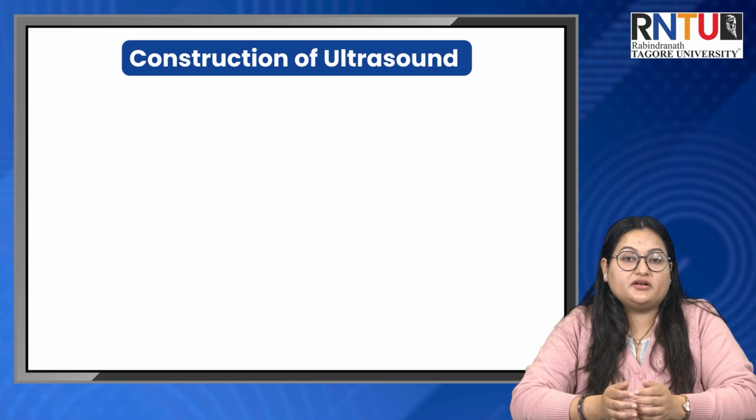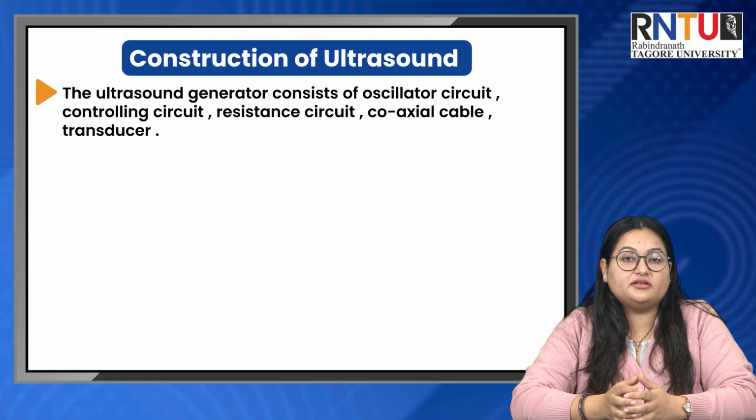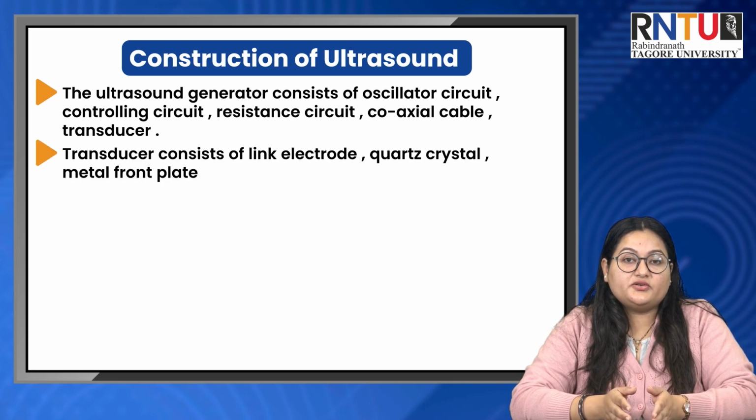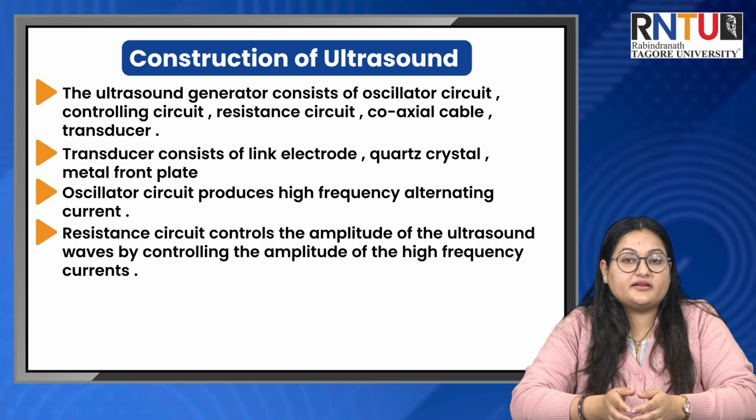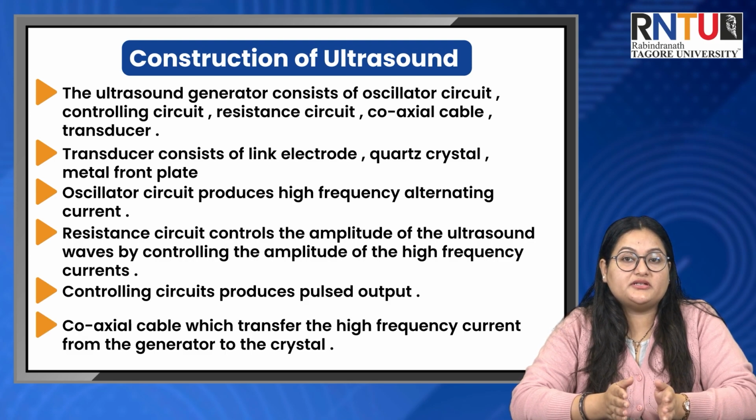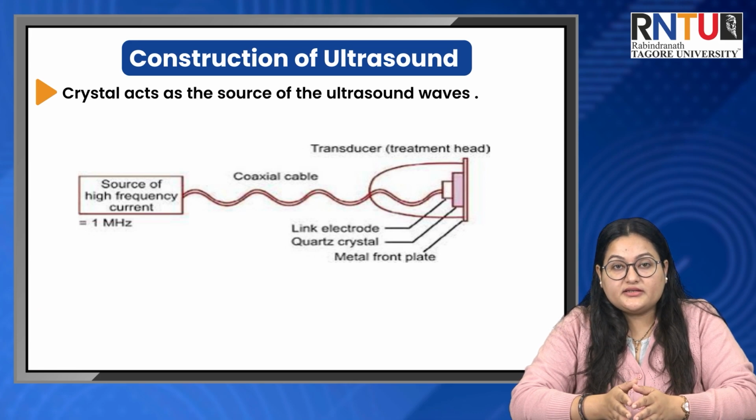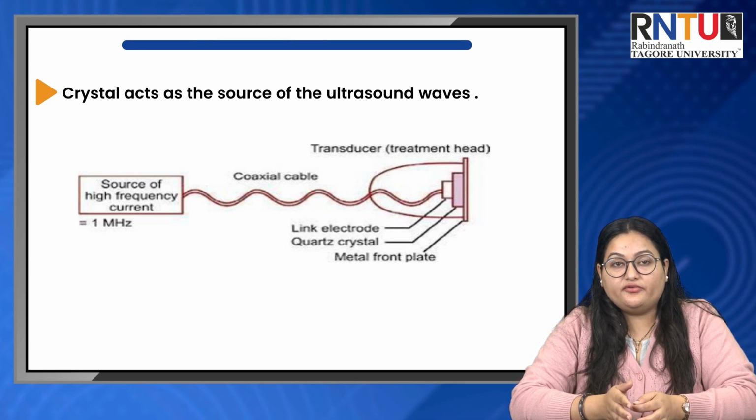Now move towards the construction of ultrasound. The ultrasound generator consists of oscillator circuit, controlling circuit, resistance circuit, coaxial cable and transducer. Transducer consists of link electrode, quartz crystals, metal front plate, and the oscillator circuit produces high frequency alternating current. Here the resistance circuit controls the amplitude of the ultrasound waves, and the coaxial cable transfers the high frequency current from the generator to the crystal. Crystal acts as a source of the ultrasound waves.